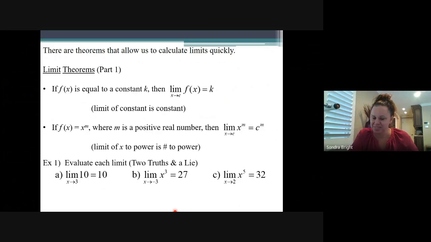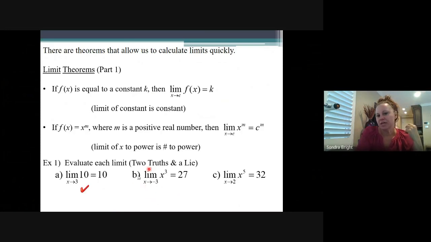And hopefully you paused it and took a gander for yourself. This is the limit of 10 as x goes to 3. So 10 is a constant, and this is an example of the first theorem, where your y value is just 10. That's a horizontal line through y equals 10, and as x goes to any number on that line, the limit would be 10. So that one is a good one.